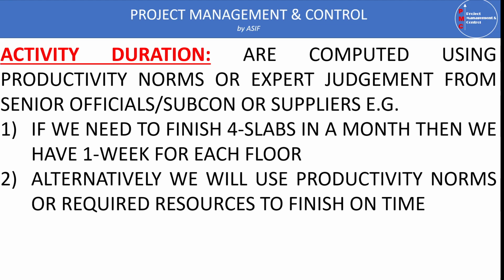Sometimes we use our own productivity norms. We establish over time what the productivity norms are, how our labor is progressing, or sometimes we use expert judgment from senior officials, subcontractors or suppliers. For example, if you have installation of a lift, it is a specialized job done by a specialized contractor or supplier. So in this case, we can ask them what duration they need, and what the further division of their installation of the lift is. Based on this, we put these activities and durations in our program.